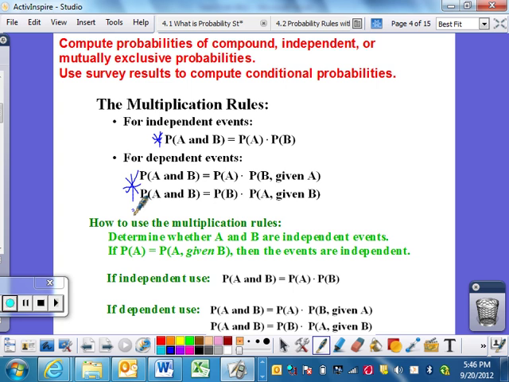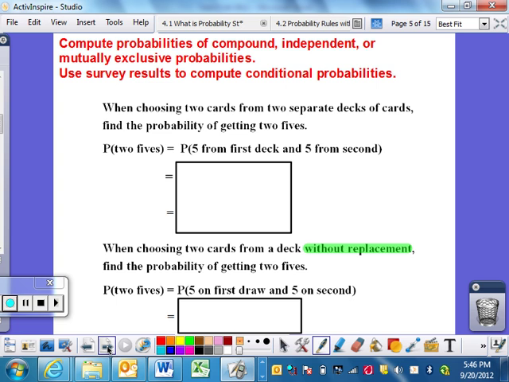I just kind of talked about how to use them. You will multiply them together. The big deal is you've got to determine, is it independent or is it a dependent event? So here's an example. I have two different examples. If you choose two cards from two separate decks, obviously that would be completely independent, because pulling a card from the first deck is not going to affect what you pull from the second deck.